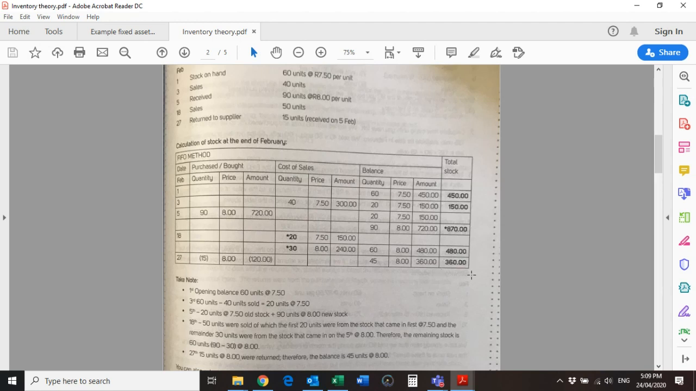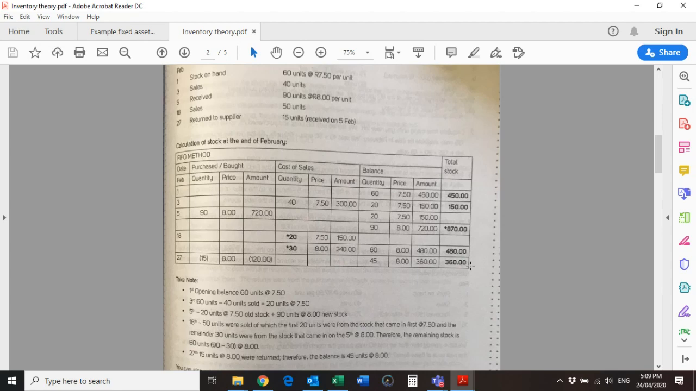So this is all I did. I basically just said, okay, I did this whole calculation to see this is my closing stock balance. The first in, first out method, I can wake you up in the middle of any night, any day, and I can ask you, listen here, what is the value of our closing balance? And you would be able to tell me.